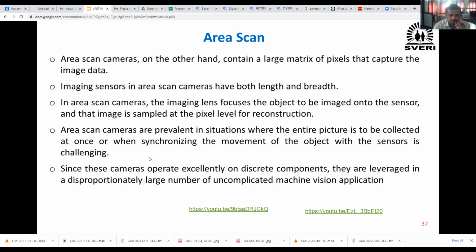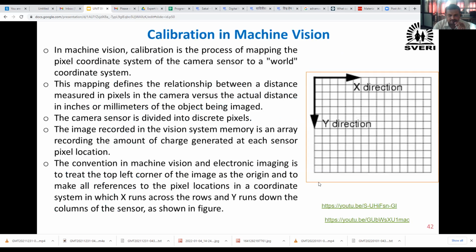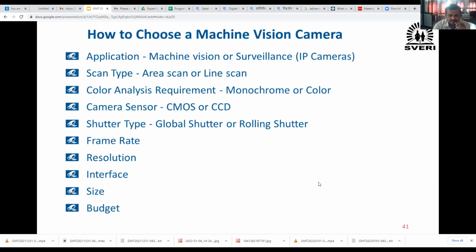Area scan cameras are prevalent in situations where the entire picture is to be collected at once or when synchronizing the movement of the object with the sensors is challenging. Since these cameras operate excellently on discrete components, they are leveraged in a disproportionately large number of uncomplicated machine vision applications. We will see this, then we will see the videos.